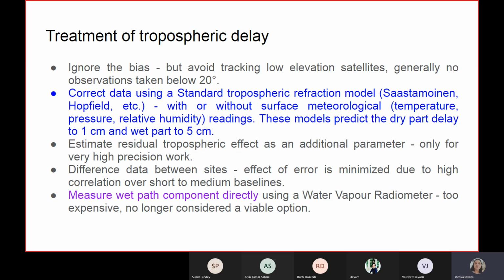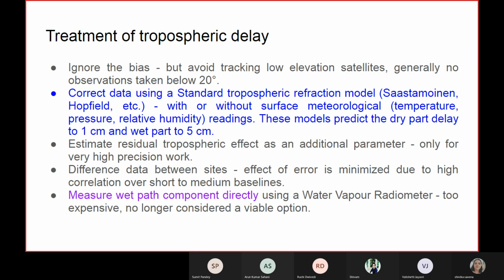So this is very high precision work, and high precision means more cost involved. Another is to difference the data between sites. More correlation will be present over short to medium baselines, so the effect of this error will be minimized if we use differencing. The more efficient treatment of tropospheric delay would be measuring the wet path component directly. How to measure? We can use an instrument known as a water vapor radiometer, but this is also very expensive, so it is not a viable option. But this gives us direct information on how much wet propagation delay has happened.